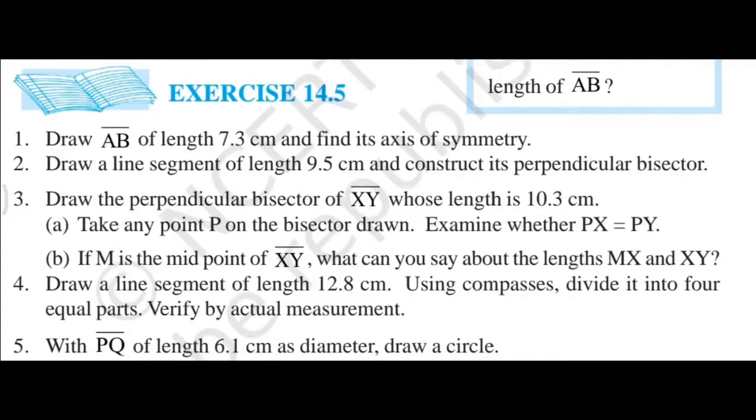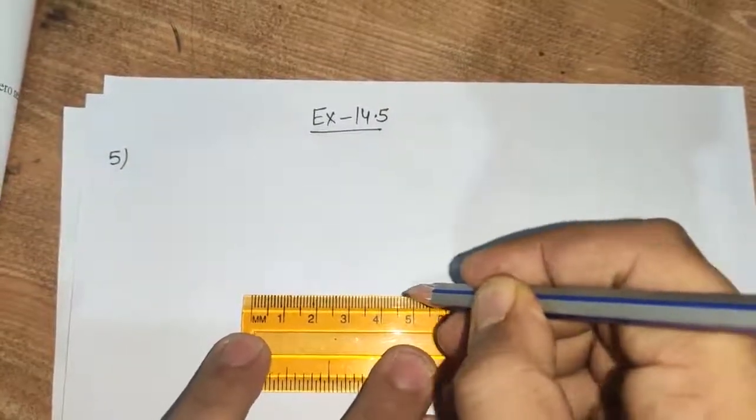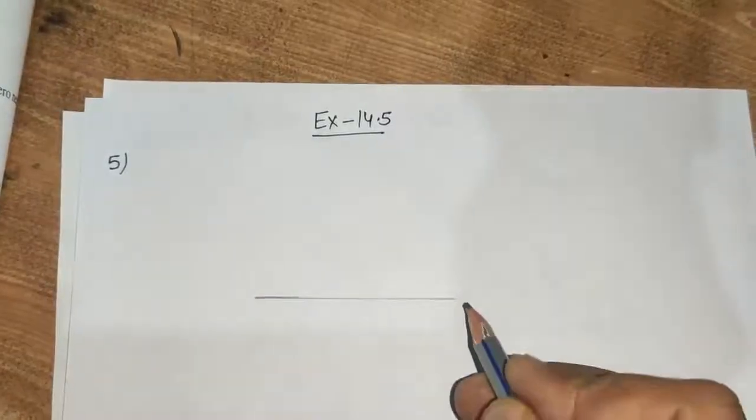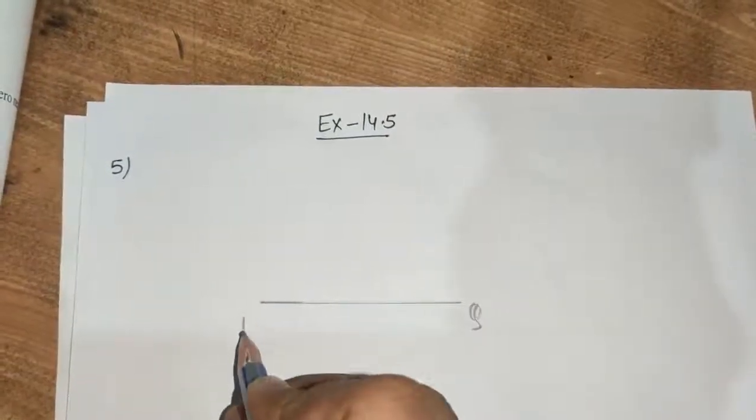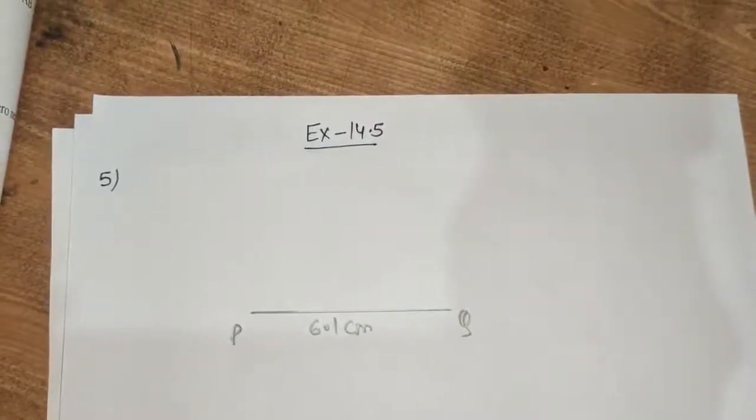Now question number 5: with PQ of length 6.1 centimeter as diameter, draw a circle. So first of all, here we will draw a line segment PQ which is 6.1 centimeter, and it is a diameter, so we will bisect it to get the radius, and after that we will draw a circle. Here we will draw PQ equal to 6.1 centimeter, and this is the diameter of the circle.